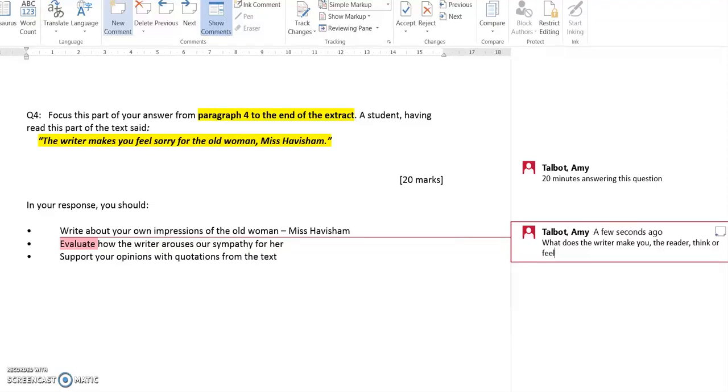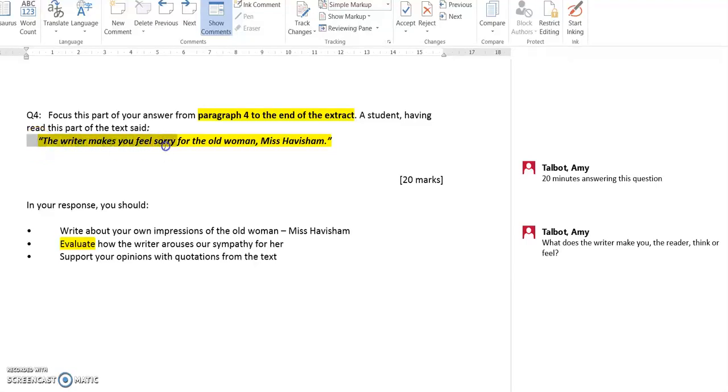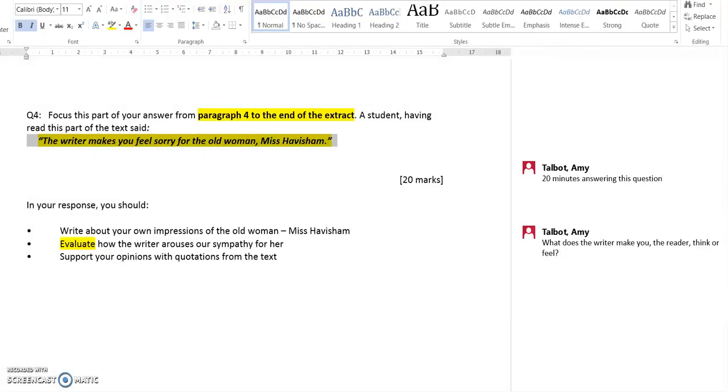Now the good thing about this question is that essentially they've already told you what the writer makes you think or feel. Let's just underline that. So your evaluation is always going to be about how the writer is making you think or feel sorry for the old woman, Miss Havisham. And that's the same in all these question 4s. They will give you a phrase, they'll give you a statement, and that is what you're leading to. So that is the evaluation already done for you.